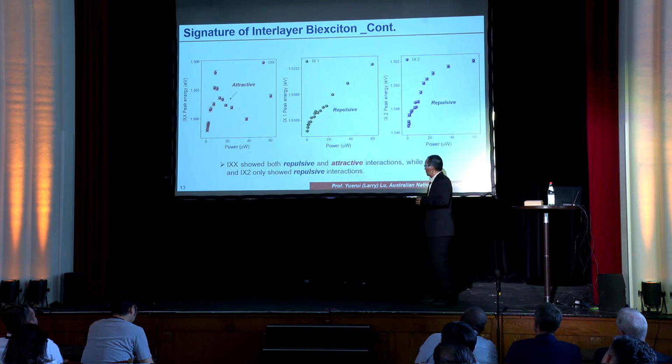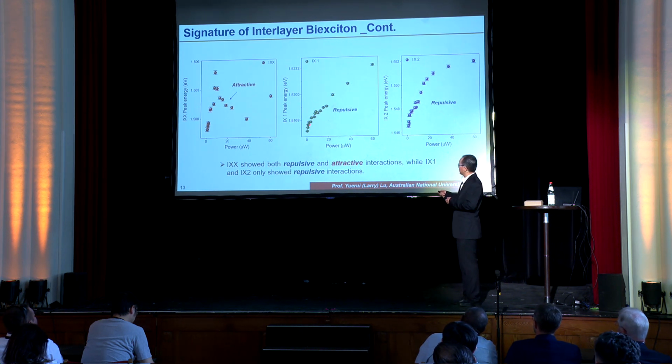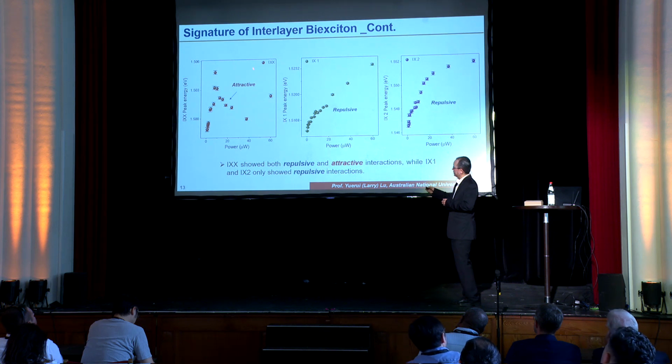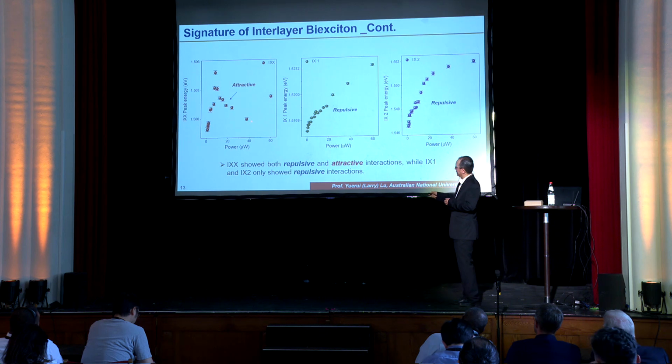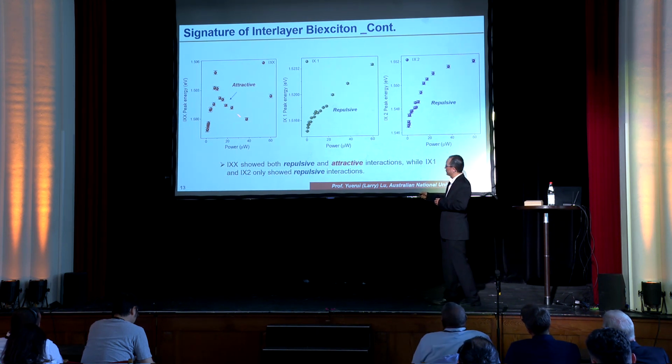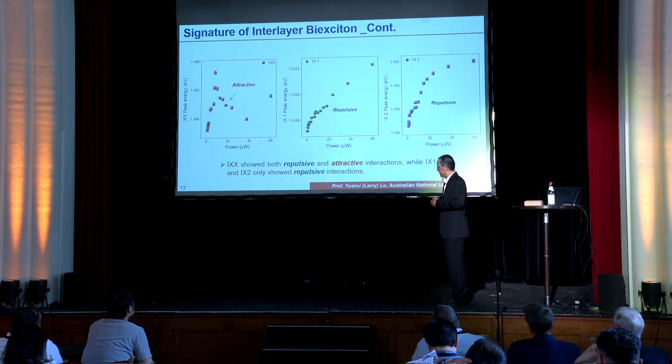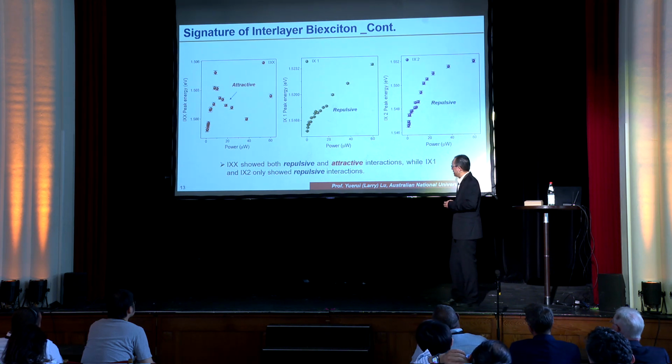The third signature I would like to share with you is the blue shift. When we increase the pumping power, you can see here for IX1 and IX2, those 2 peaks only show this kind of repulsive blue shift. But for this IXX peak, it shows a blue shift followed by a large amount of attractive, or red, shift. This was the first time to see this kind of attractive or red shift of the interlayer exciton. So this suggests that this peak is different from those 2 peaks.